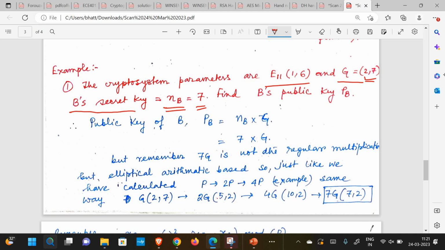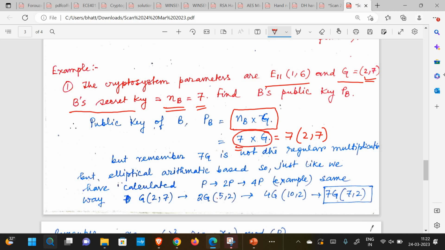Find B's public key, PB. PB will be the equation I've mentioned over here, NB multiplied by G, as I told you in the steps. Now, NB is given as 7 and G is given as a point. So basically here it is something like G into 7. If you observe, this is nothing but 7G.